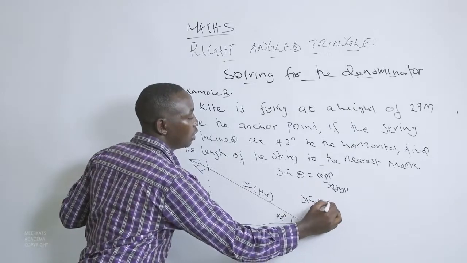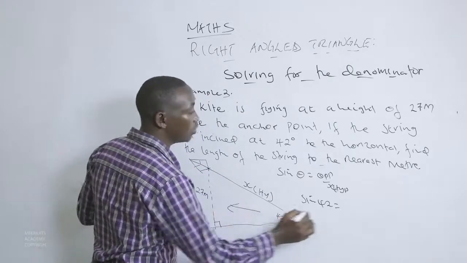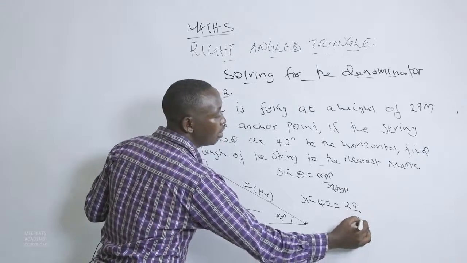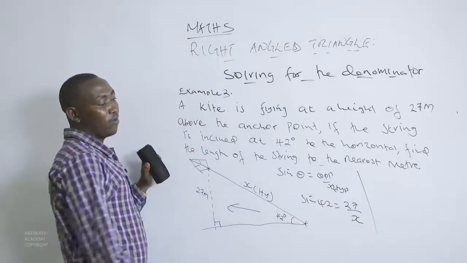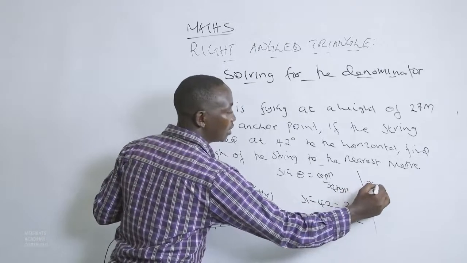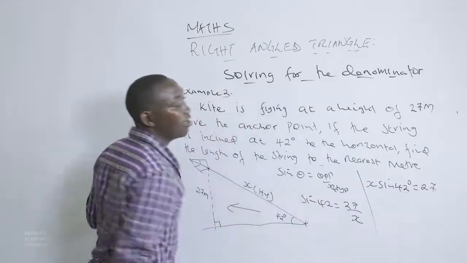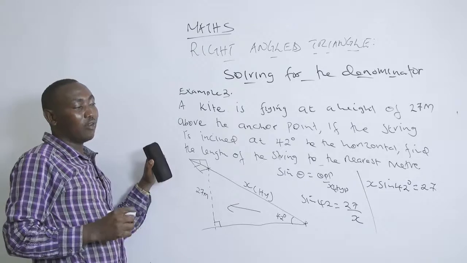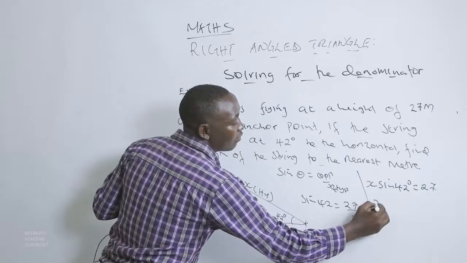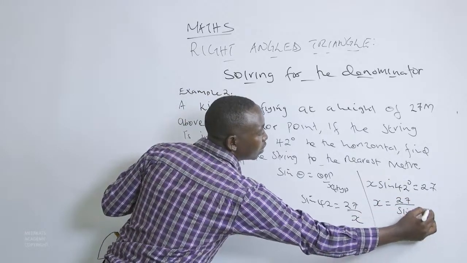Our angle is 42 degrees, so sine of 42 degrees is equal to the opposite to this angle, which is 27 meters, divided by the hypotenuse, which we do not know. We call it x. For us to get the value of x, we need to multiply both sides by x, and that will give us x sine of 42 degrees equal to 27. To get the value of x, we divide both sides by sine of 42 degrees, and therefore x shall be equal to 27 divided by the sine of 42 degrees.